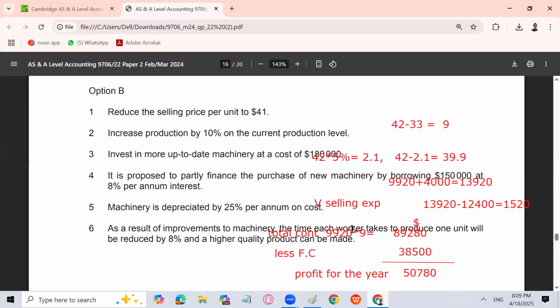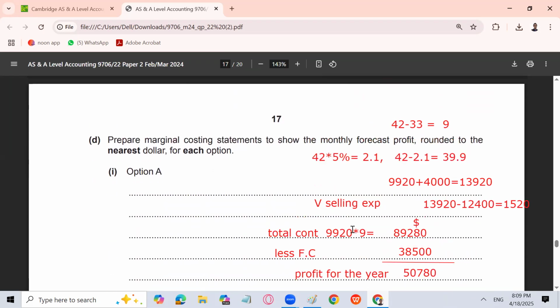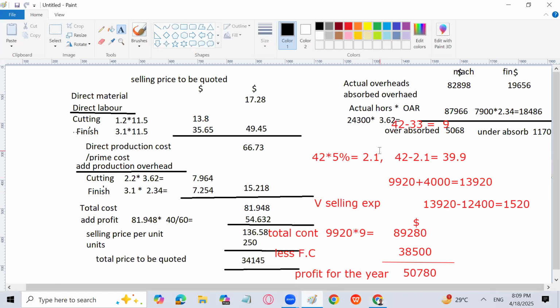Then option B is there. I will not study option B. I will go on to prepare the marginal cost statement to show the monthly forecast profit, rounded to the nearest dollar, for each option. So let's calculate that. For option 1, I'm going to calculate.